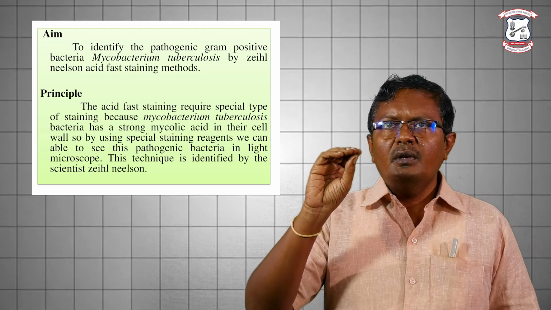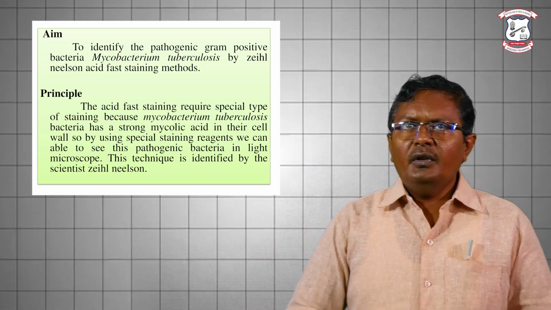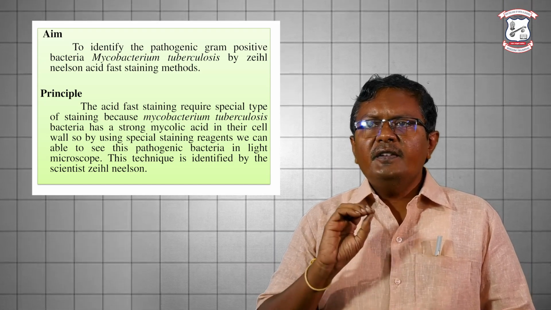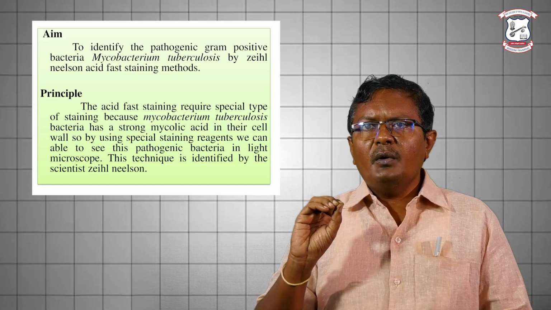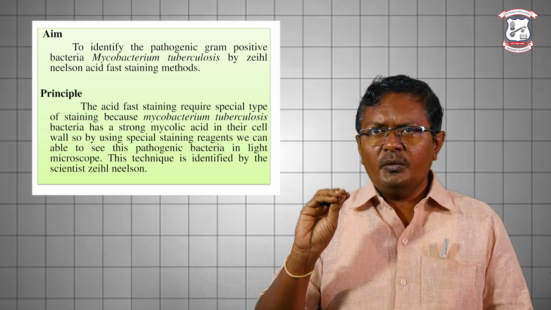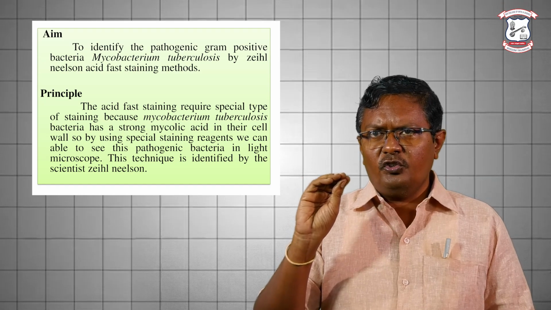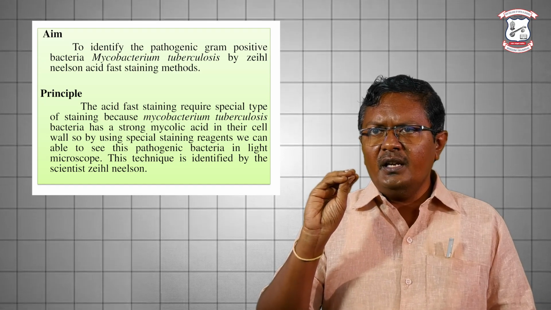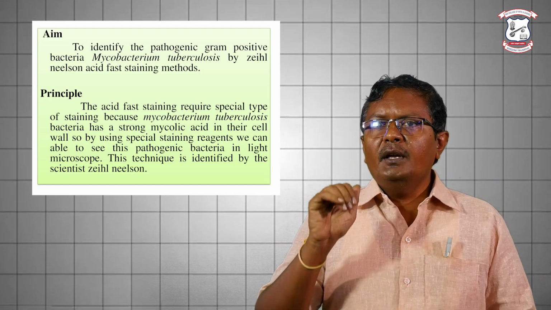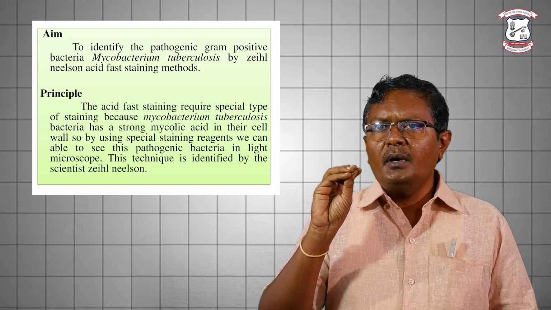Let me explain this staining technique in detail in the principle. First, our aim is completed. Next, our principle. Acid-fast staining requires a special type of staining because Mycobacterium tuberculosis has a strong mycolic acid in the cell wall. It is very strong. So by using special staining reagents, we can see the pathogenic bacteria in the light microscope.